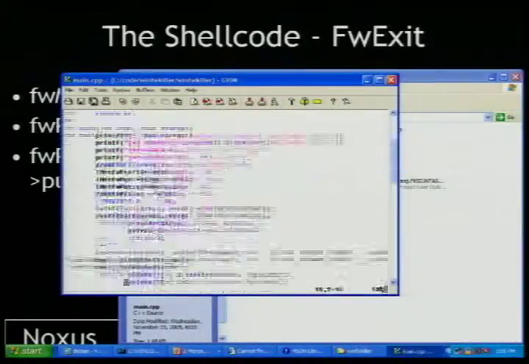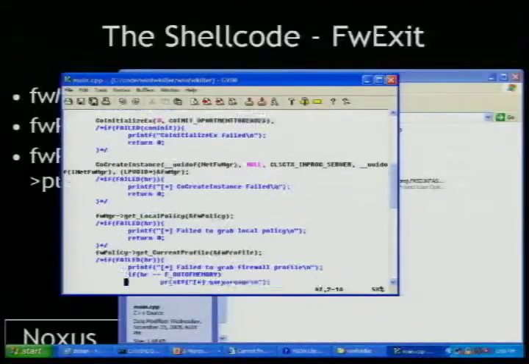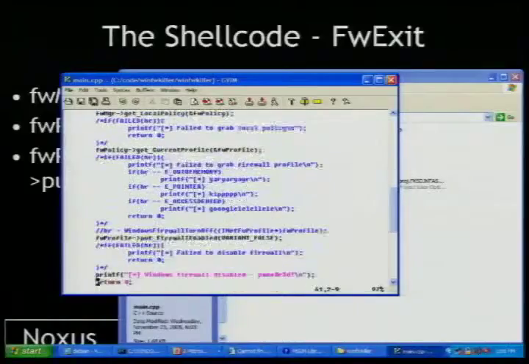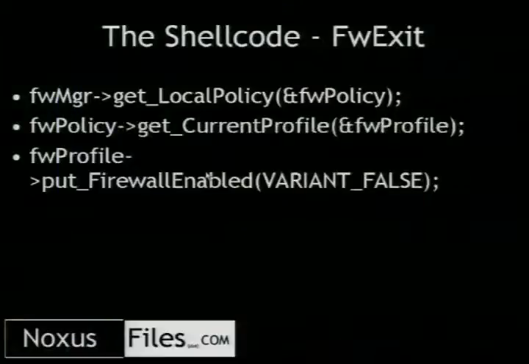Basically what you're going to do is initialize COM via CoInitializeEx, and then you're going to initialize a COM object, which I believe is NetFwMgr, and that has a method called GetLocalPolicy, and that FW policy also has a method called GetCurrentProfile, which contains a method called put_FirewallEnabled, and we just set it to variant false, and that works. Sounds kind of funny, doesn't it? I mean, this shouldn't be that easy, in my opinion.